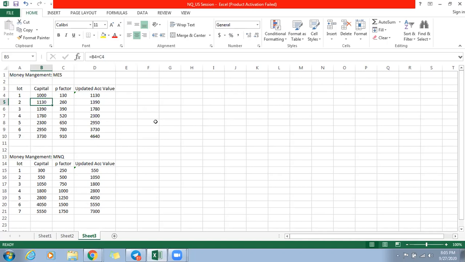Would YM be the same as NQ since the value size is the same? Yes, I would suggest it's almost the same, but it can be between 250 or 130. The reason I choose P factor, that means my profit factor, as 130.